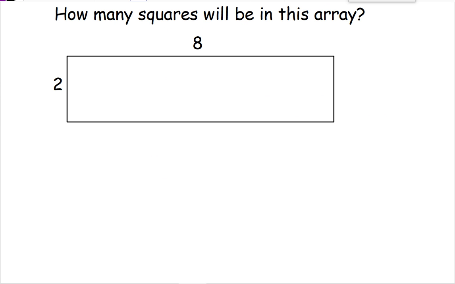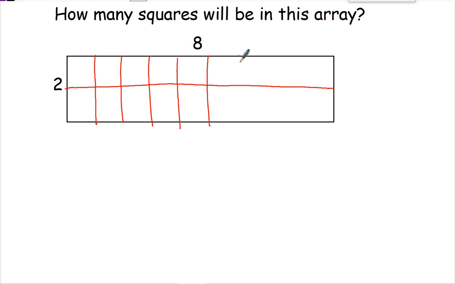Alright, so here I have a 2 by 8 array. And I want to know how many squares I'm going to need in them. So one thing I can do is I can divide it into 2 rows with 8 squares in each row. So 1, 2, 3, 4, 5, 6, 7, 8. 3, 4, 5, 6, 7, 8. Good. Okay. And then I can make the equation 2 times 8, and I know that 2 times 8 equals 16. So there are 16 squares in this array.